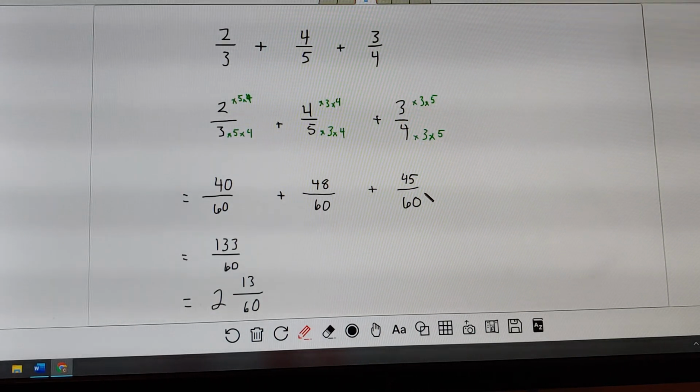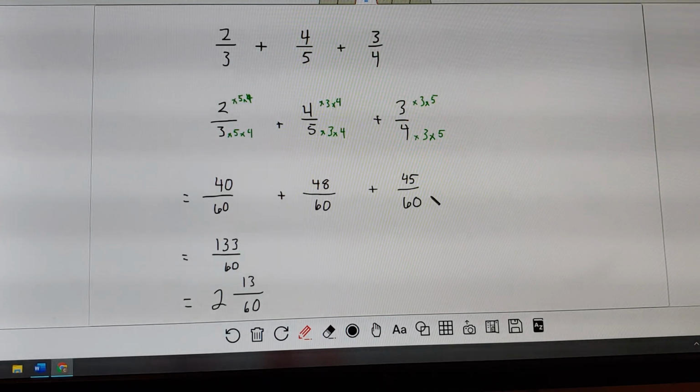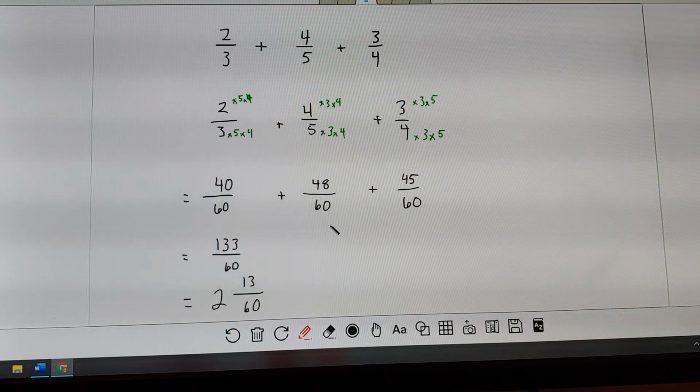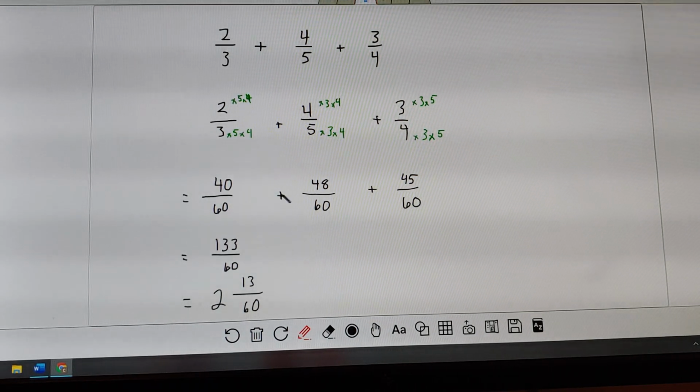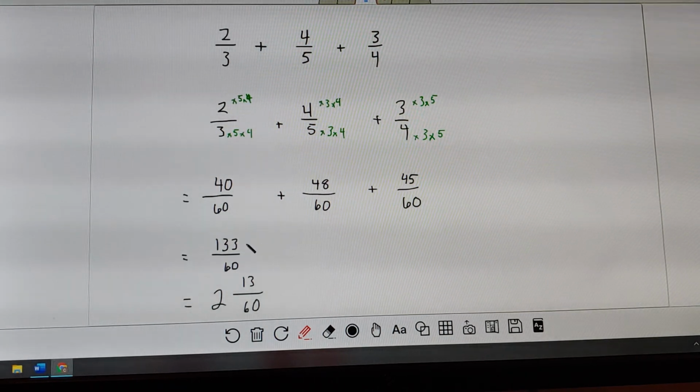Now, just like the pizza, your pizza's broken into 12. How many twelfths plus how many twelfths equals a total of how many twelfths? This is 60ths, okay? Do not add the denominators. Do not subtract denominators. We only add or subtract the numerators, okay? So on your calculator, 40 plus 48 plus 45 gives you 133 over 60.